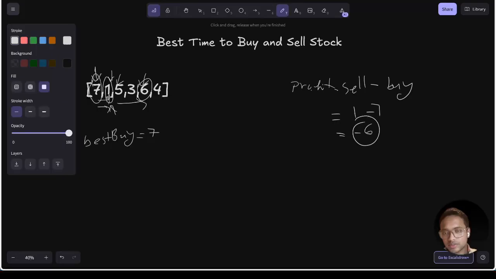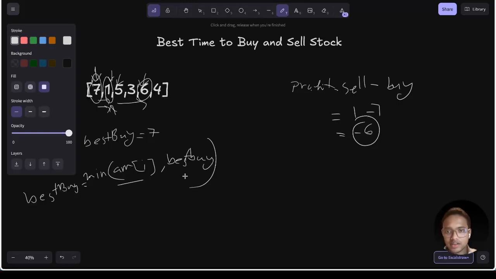Here the next element is smaller, so all you have to do is find the minimum of array[i] and best buy, and store it in best buy. Best buy equals the minimum of array[i] and best buy. Our next element is less than our best buy, so our best buy will be 1 now. Let's remove this one and put 1 here, and our next element is 5.